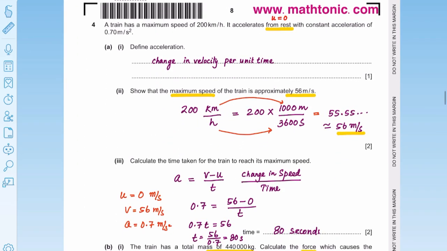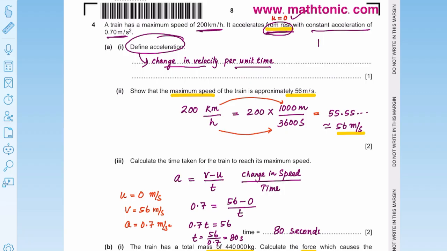Question number 4. Question number 4 is given: a train has a maximum speed of 200 km per hour. It accelerates from rest. From rest means initial velocity equals 0, with constant acceleration of 0.70 meter per second squared. So this is a definition question. What is acceleration? Change in velocity per unit time. That is known as acceleration, change in velocity per unit time.